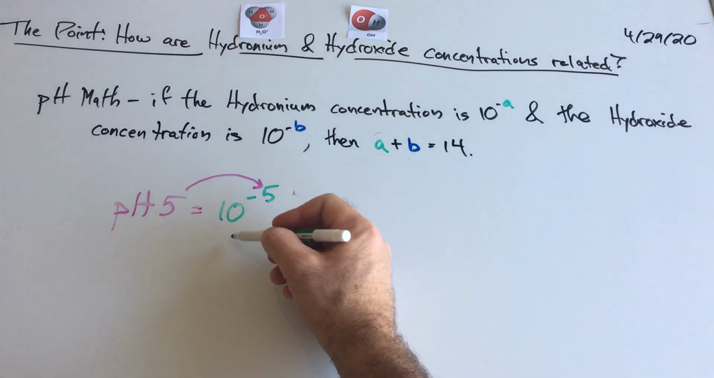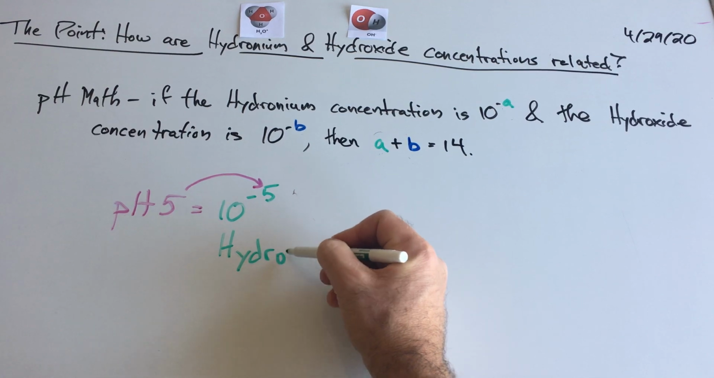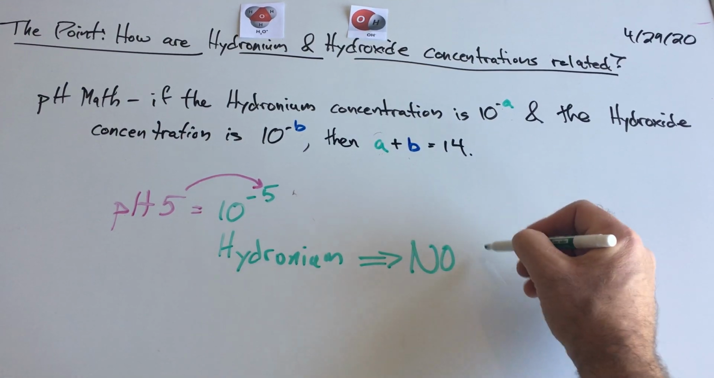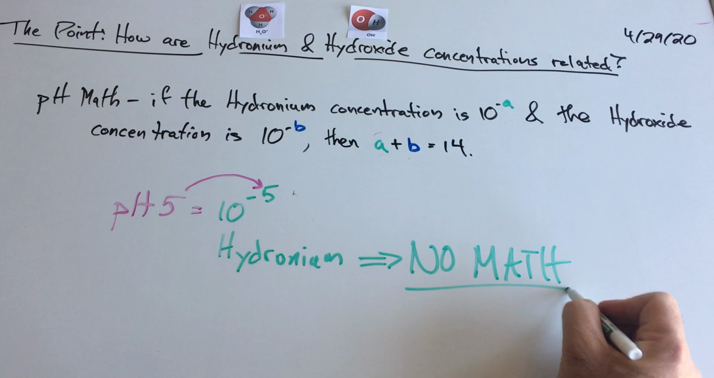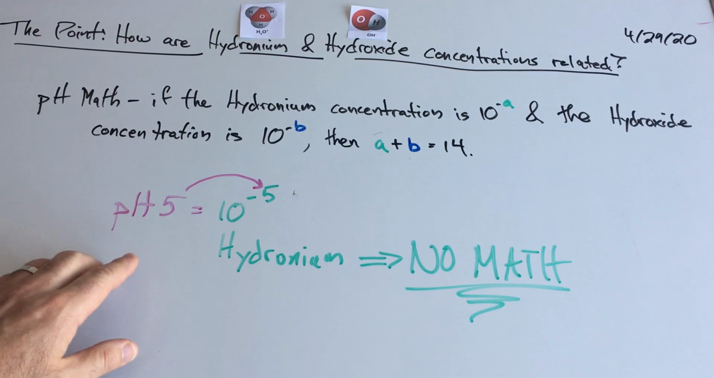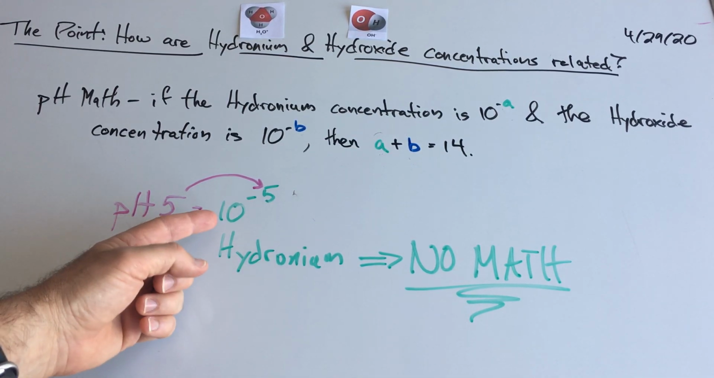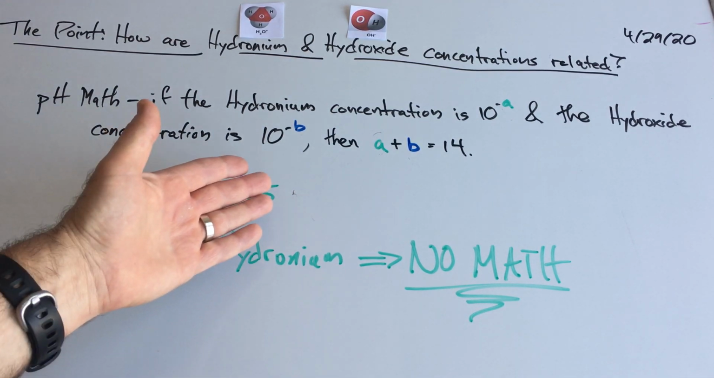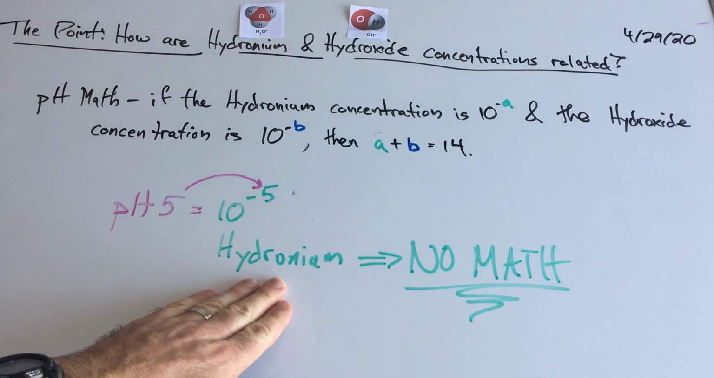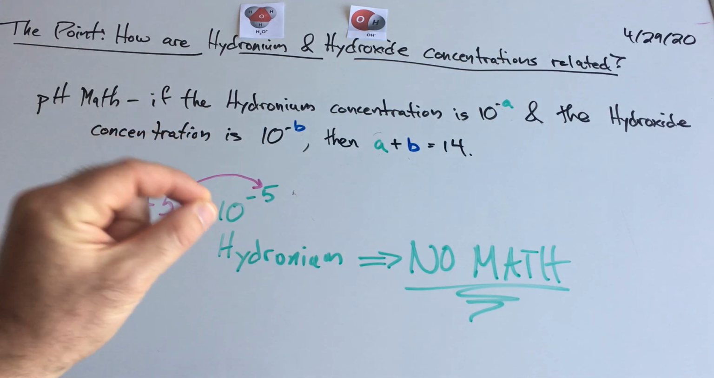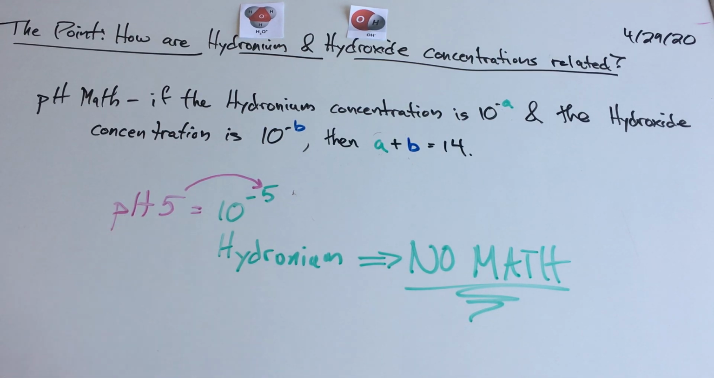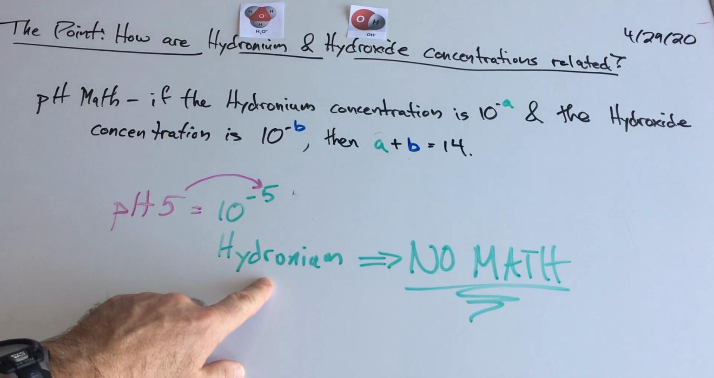So if we are talking hydronium, no math. That is actually what pH originally stood for, the power of hydronium. pH was simply a shorthand for not having to write a concentration of hydronium ions of 10 to the negative 5. We would just say pH of 5. They mean the exact same thing. Notice how much faster that is. So there's no math if you're going from pH to hydronium concentration.